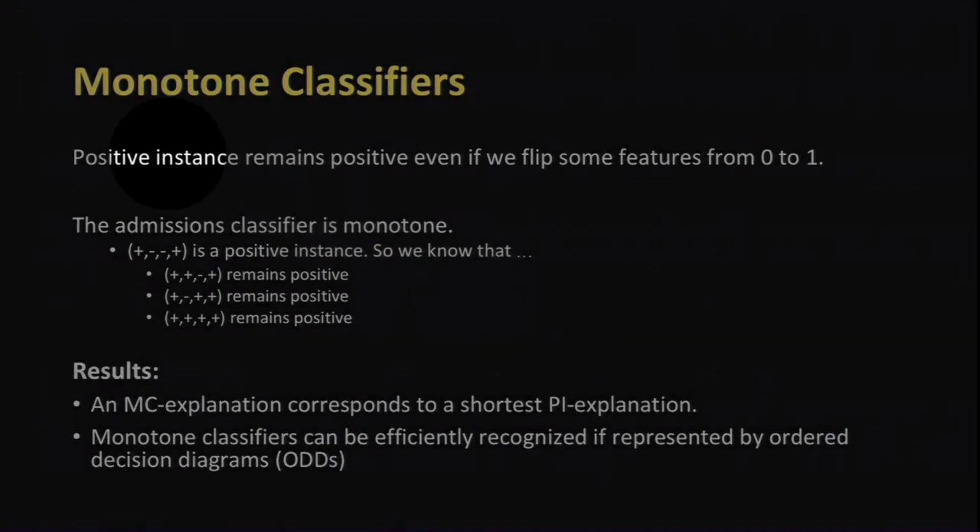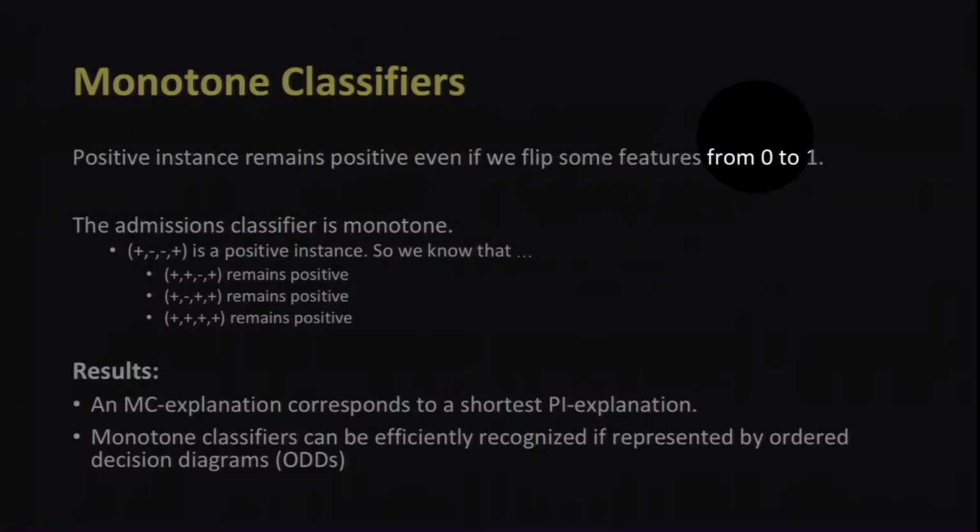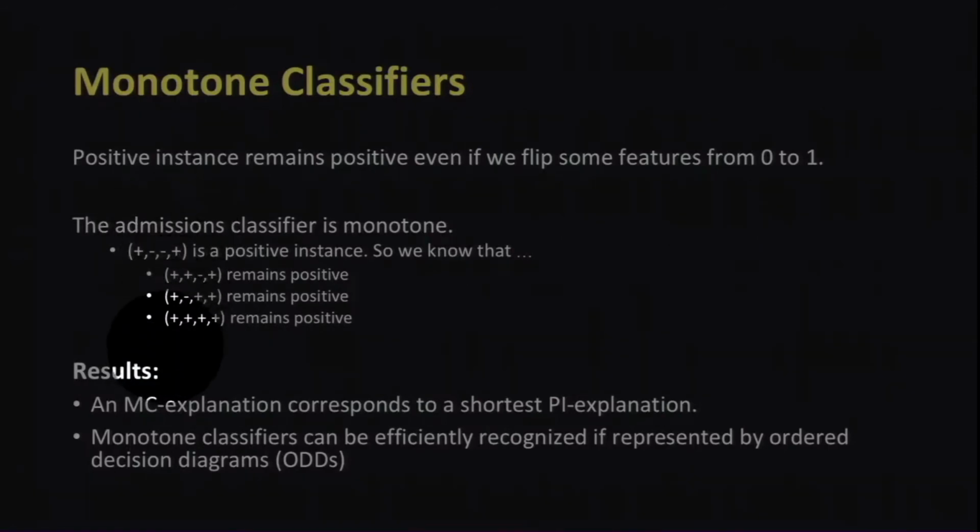So these are called monotone classifiers. So what is a monotone classifier? A positive instance remains positive even if we flip some features from 0 to 1. Right? So I give you an instance and it was classified positively, like this guy. Now, there are 2 negative features here. If you flip these negative features, any subset of them, to positive, it will remain positive. Right? So in this case, all of these would remain positive, right?